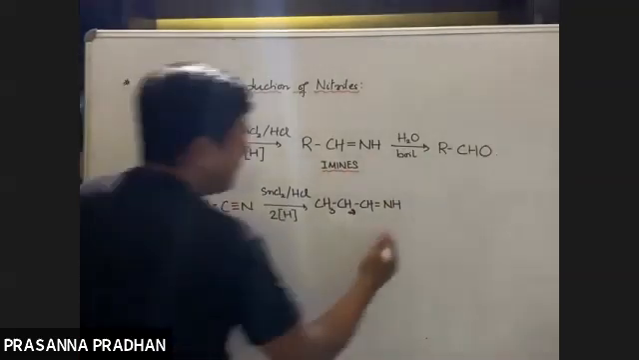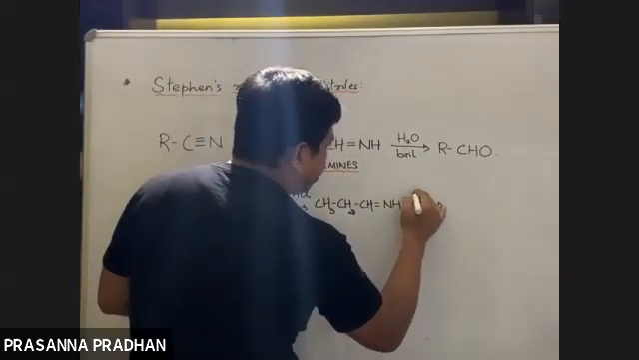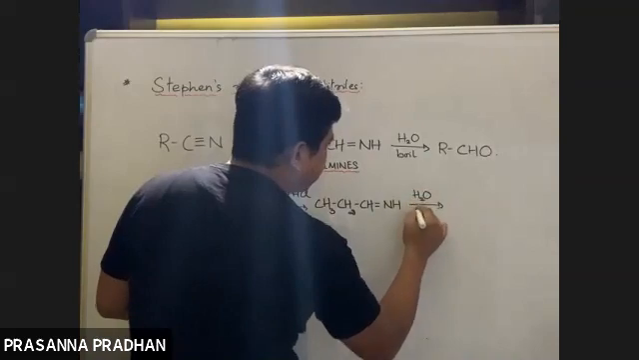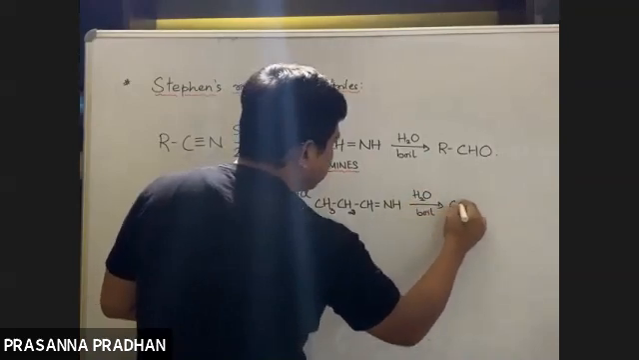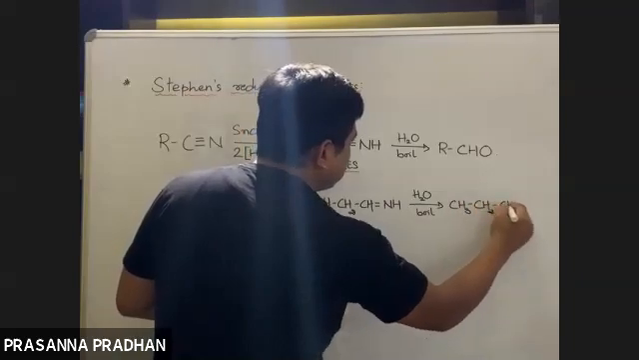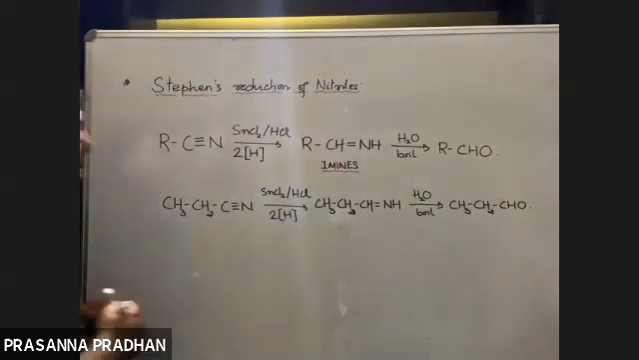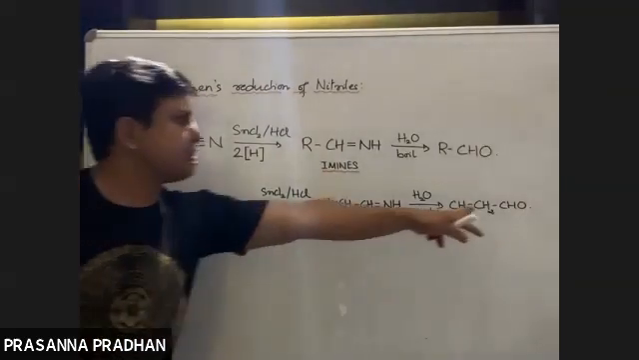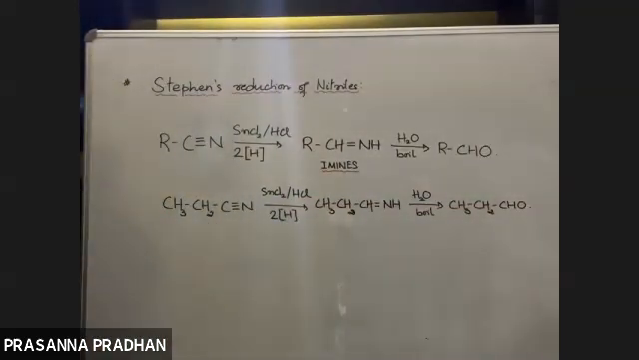Fine. Now, if this is boiled with water, if this is treated with boiling water, boil with water. So I have CH3, CH2, CHO. I get the corresponding aldehyde. So what will happen? The CN group will transform into a CHO group. Okay. So you must remember this reaction.